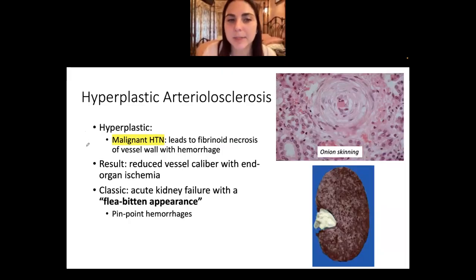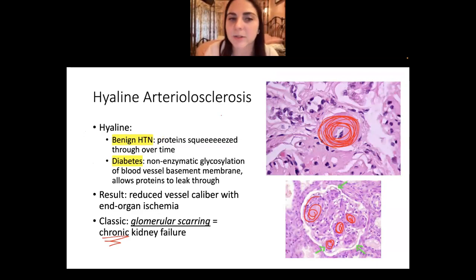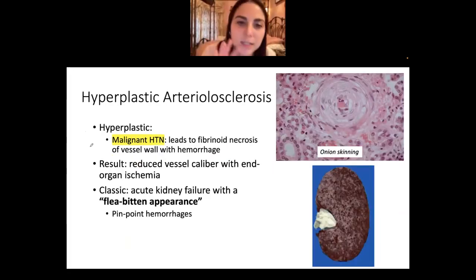Hyperplastic, this is your malignant hypertension. So remember, this is kind of why I went into benign versus malignant for a minute, because benign is, again, slowly over time, proteins squeeze through. It doesn't cause an issue now, it causes an issue later. Malignant is, it causes issues now. Like this is bad now.